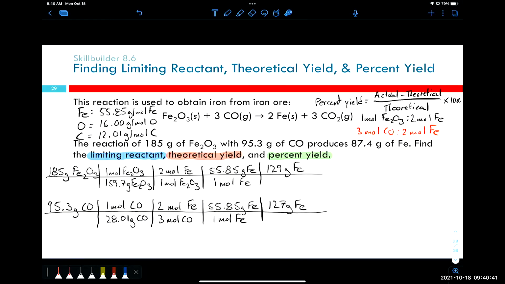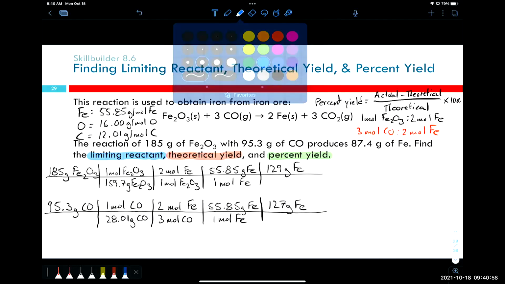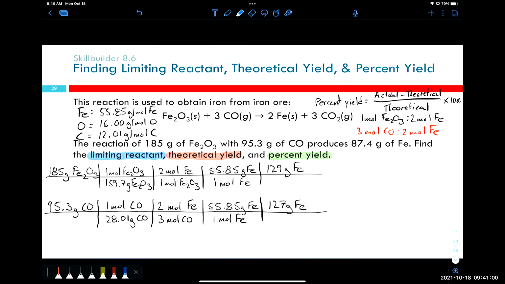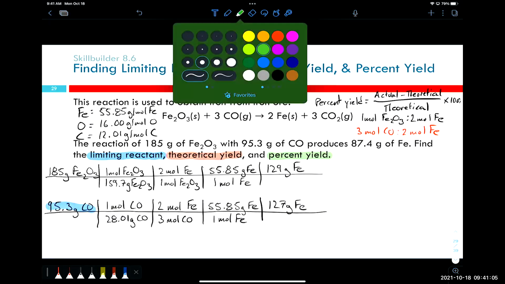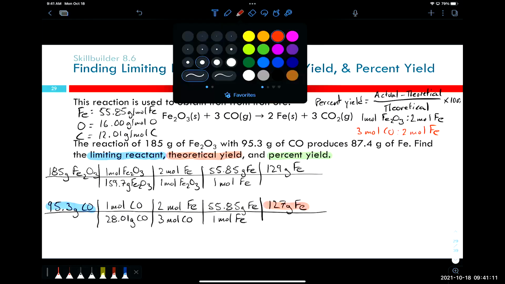So this is where now we're going to use our equation up here for percent yield to calculate what the percent yield is. And first, I guess, which one is our limiting reactant? So our limiting reactant then is carbon monoxide. And that is our theoretical yield, 127 grams of iron.